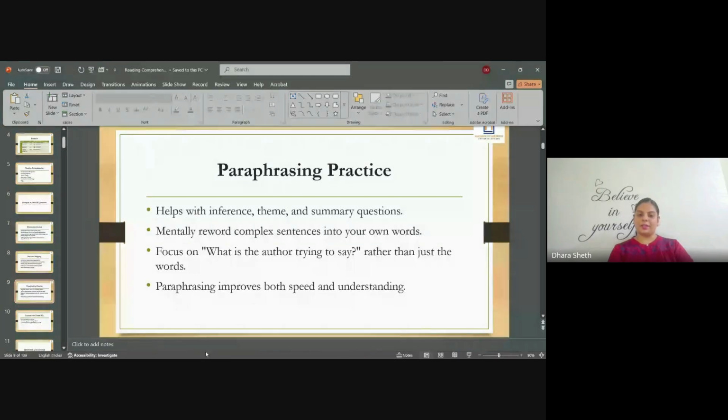Paraphrasing practice. Now, what is paraphrase? In communication also we discuss paraphrase. Paraphrase is when the same thing is repeated or summarized, but in different words or in your own words. So when you read something and you summarize it in your own words, you get a clarity or a better understanding of what is stated in the passage. It helps with inference, theme, and summary kind of questions, like what's the inference, what is the theme, what's the tone of the author, what does the author want to say in this. So mentally reword complex sentences into your own words. That would help you understand what the author is trying to say. Focus on what the author is trying to say rather than just the words. Paraphrasing improves both speed and understanding in reading comprehension passages.